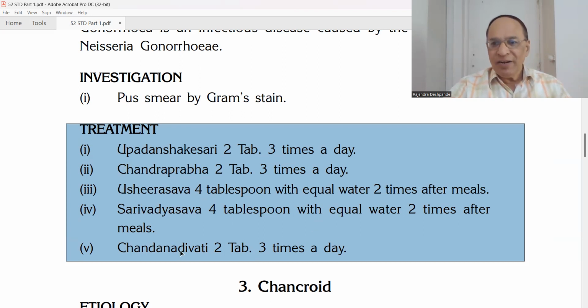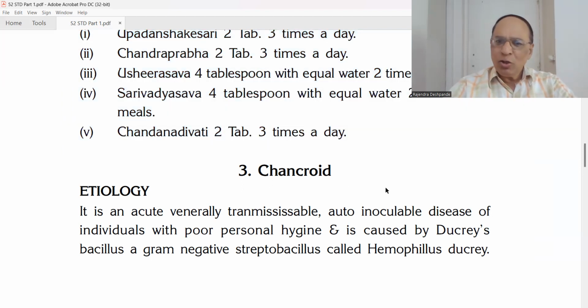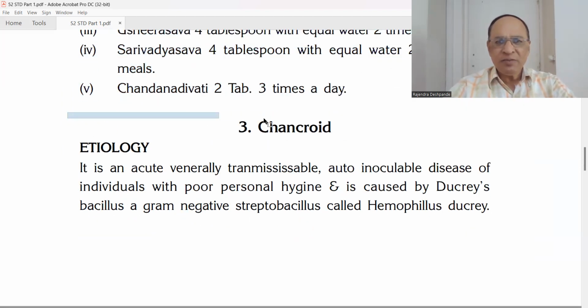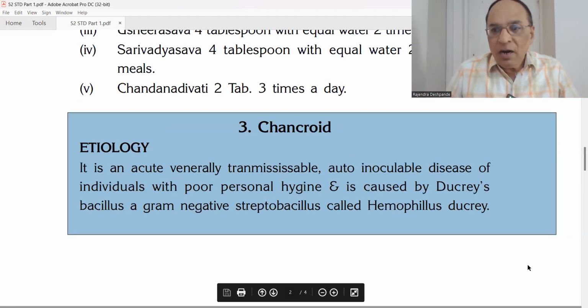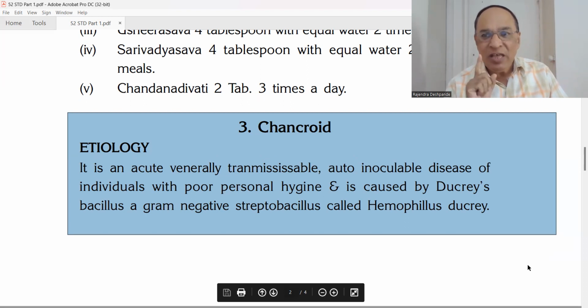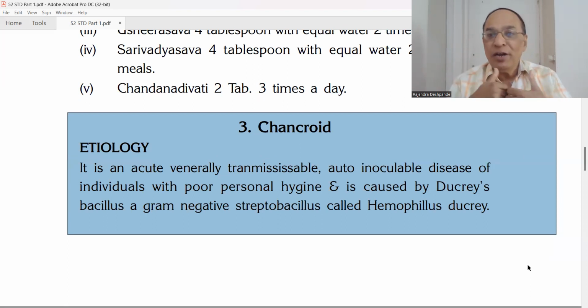And Chandanadivati. Chandan is sandalwood. So this is also very cooling, powerful cooling effect. So 2 tablets 3 times in a day. My dear friend, the third disease of this STD part 1, that is chancroid. This is also a sexually transmitted disease from the infected prostitute or the girlfriend with unsafe sex without using the condom and doing it unnaturally. For example, anal sex or oral sex that are more dangerous than normal intercourse.